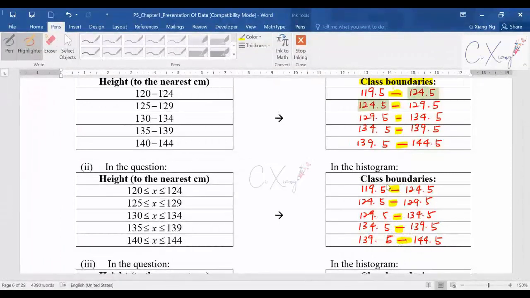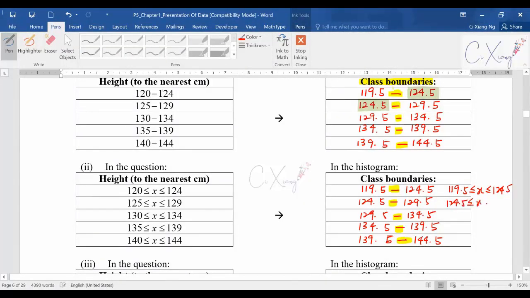Some students will say, teacher, if I follow what they write in the question, it will become 119.5, x, 124.5, and then 124.5, x, 129.5. A common question that students ask me is, you see, the 124.5 appears here with an equal sign, here also with an equal sign. Then where should I put the 124.5? If I get the data which is 124.5, which class should I put it in?